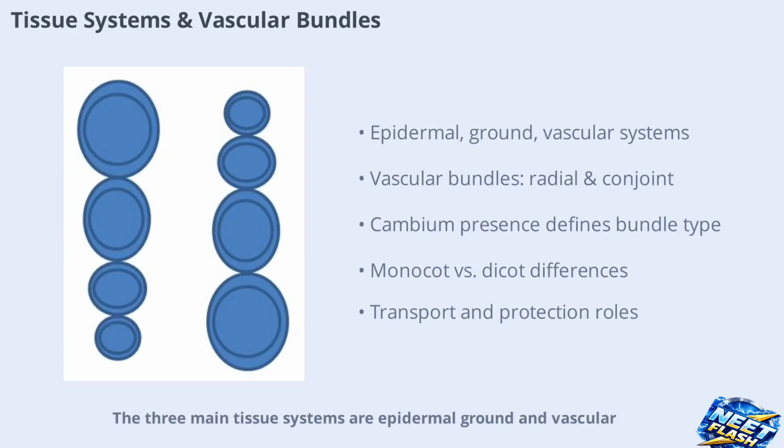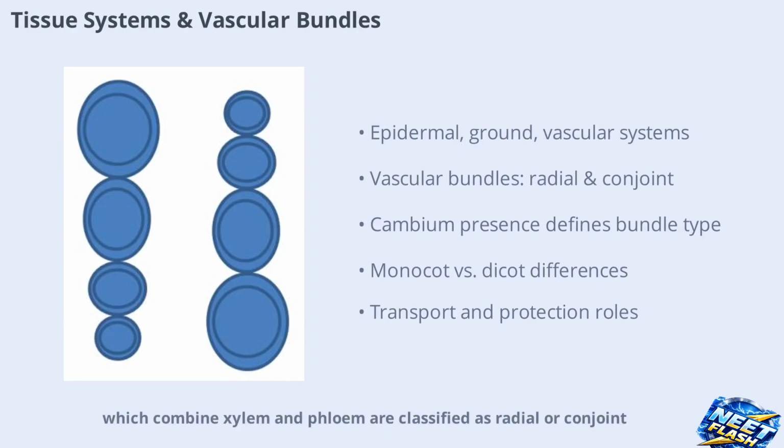The epidermal system forms the plant's outer covering, including structures like epidermis, stomata, root hairs, and trichomes, which protect and regulate water loss. The ground tissue system makes up the bulk of the plant, consisting mainly of Parenchyma, Collenchyma, and Sclerenchyma, and is divided into cortex, pericycle, and pith. Vascular tissue system comprises xylem and phloem, responsible for transporting water, minerals, and food.